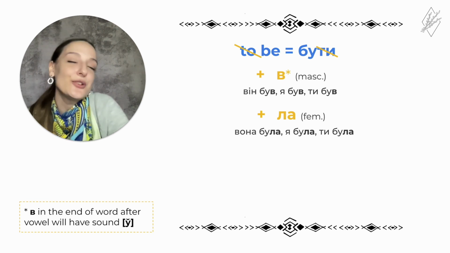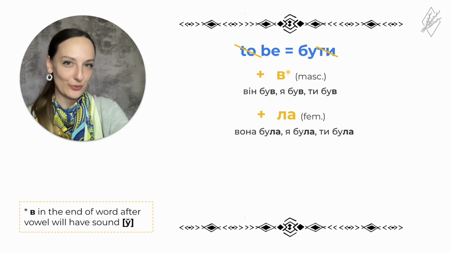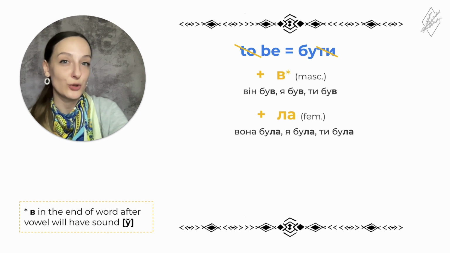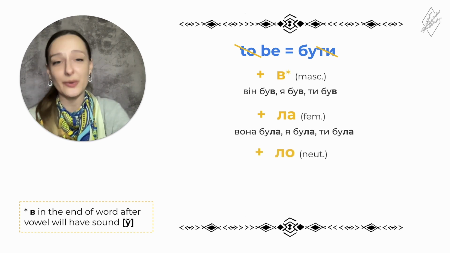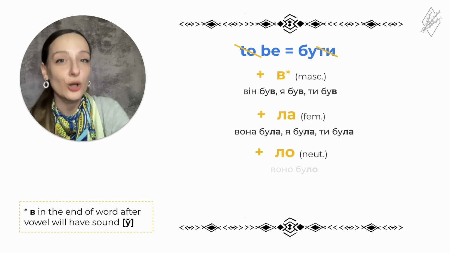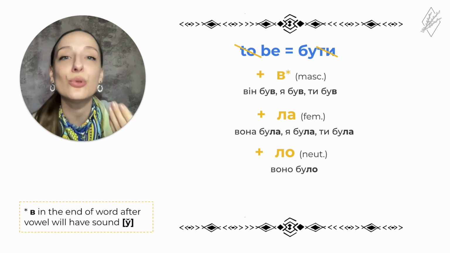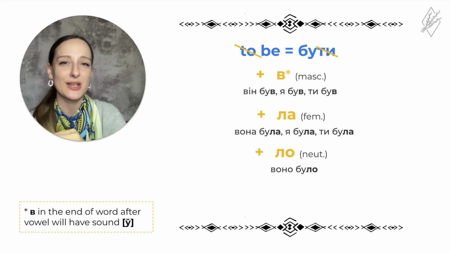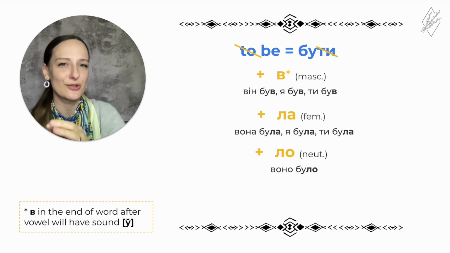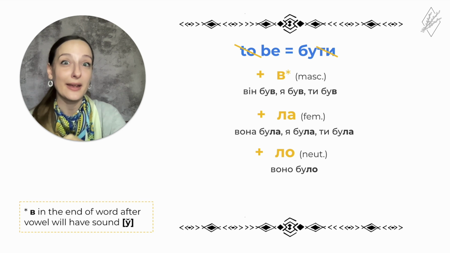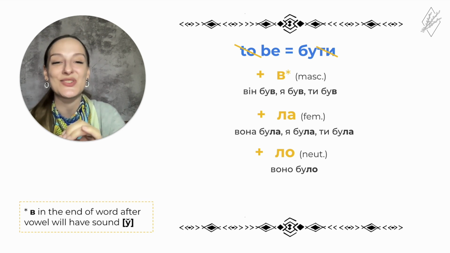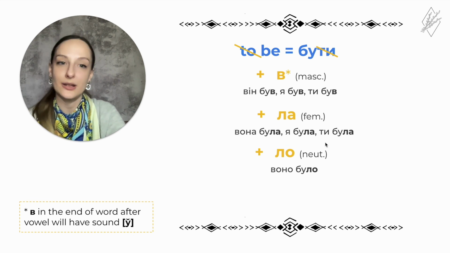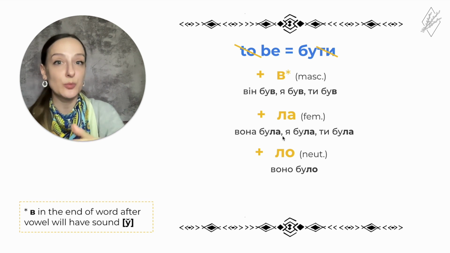How do you think what will be the neuter form? The suffix will be the same, l, but which ending will there be for neuter? Of course, it will be the ending o. So, lo, було, воно було, it was, воно було. Here we will rarely say я було, ти було, because neuter forms are rarely used for animate nouns. By the way, here you can see we have він, я, ти. Вона, я, ти.